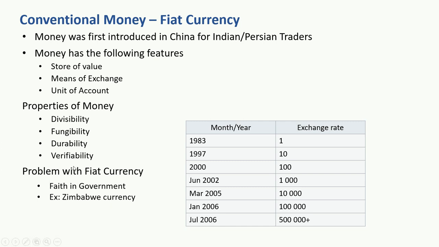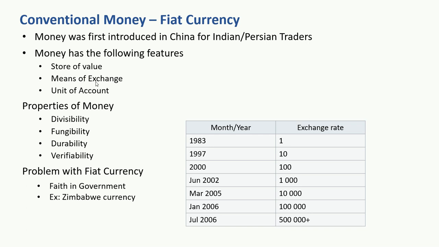Verifiability: it is a legal tender issued by the government. It is verified, and they have ensured that everything is rightly put into place. So it is verifiable. If you have two $10 bills, both are the same, unless someone prints a counterfeit currency. This will not happen in the barter scenario, because no two cattle are the same.